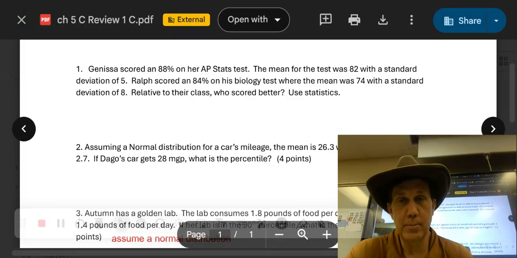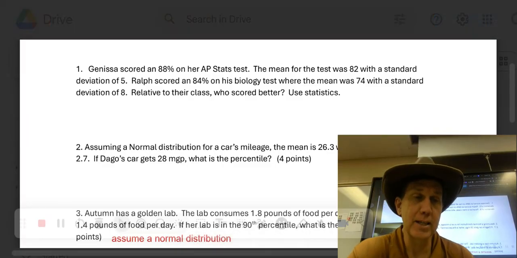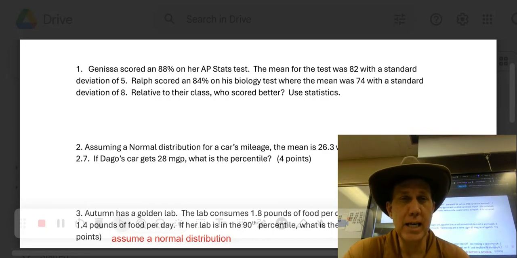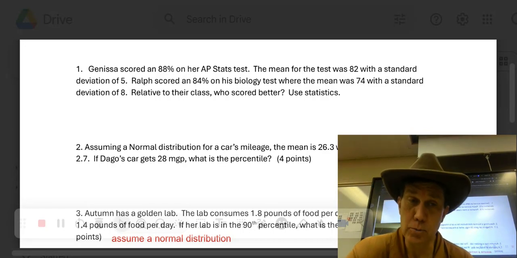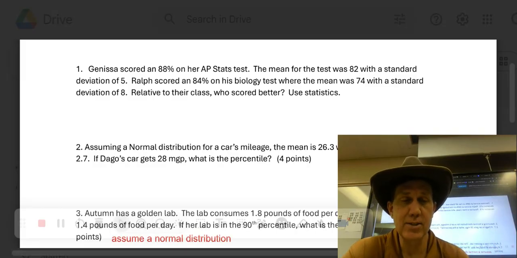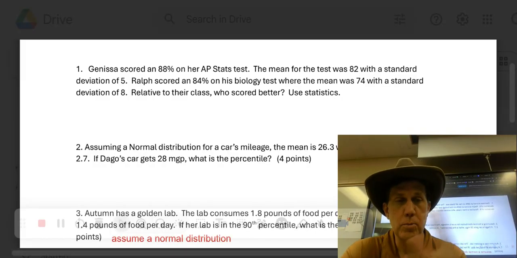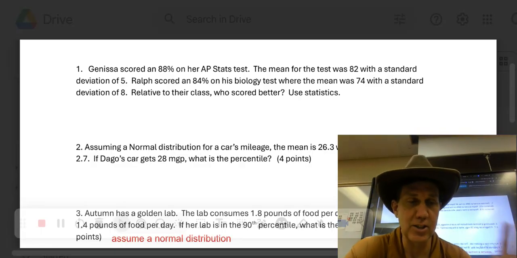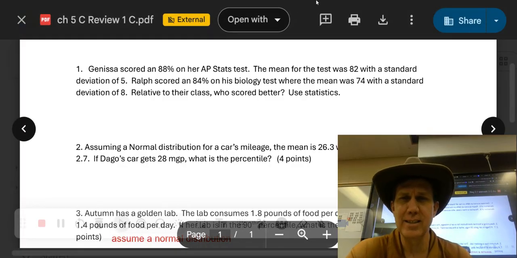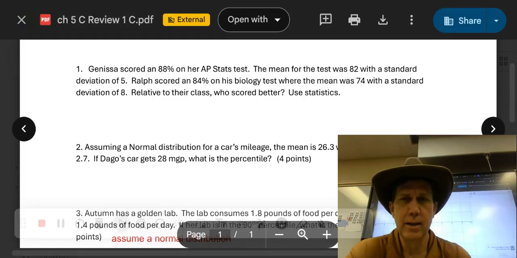Janisa scored an 88% on her stats test. Now, just because it says that's a percent, read more carefully. It says the mean is 82, so that's 82%, and standard deviation 5%. These aren't percentages they're giving us in terms of the normal curve. It's the percentage she scored, so this is just a z-score problem. So we're going to calculate Janisa's z-score, 88.